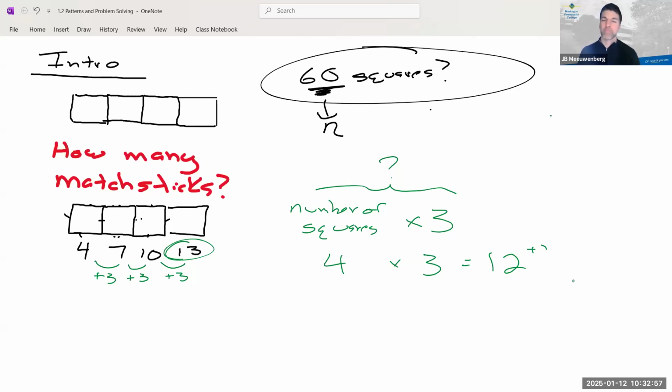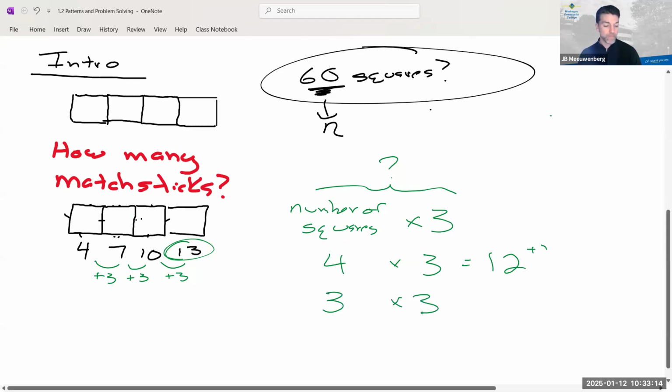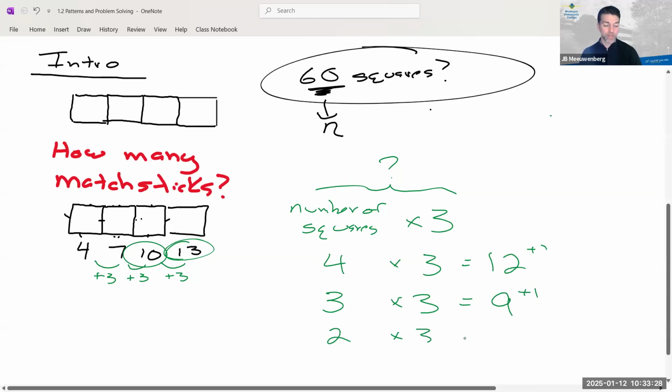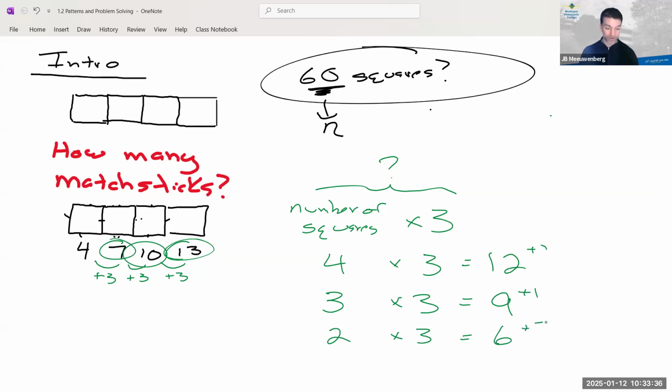Well, so does that help us, right? Let's go back and try out a different number of squares and see what happens. Let's go back to 3 squares. 3 squares, let's do the same thing, times 3 gives us 9. Well, what was the actual number of squares? 10. So that was also 1 bigger. What if we go back to just 2 squares? 2 squares times 3 is equal to 6. What was the actual number? 7. We're starting to notice a pattern, right?